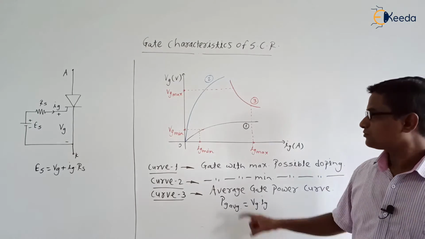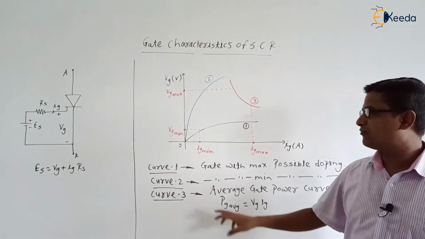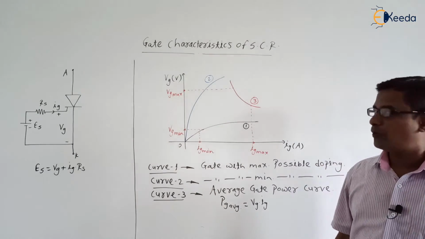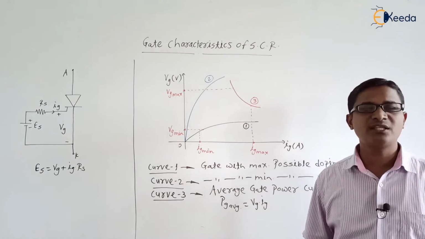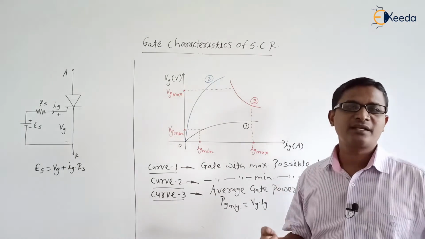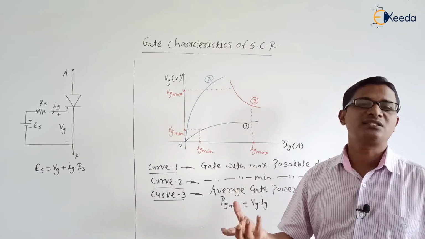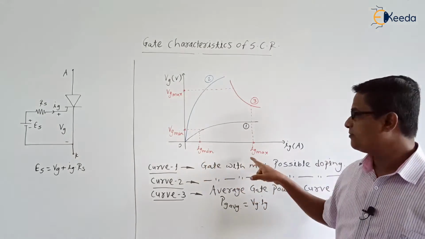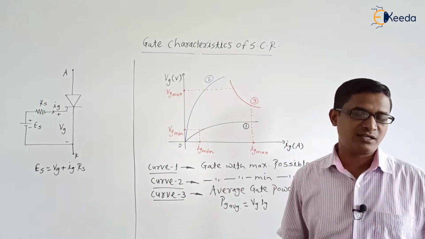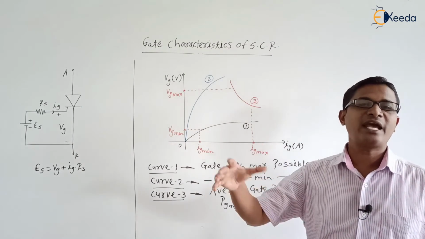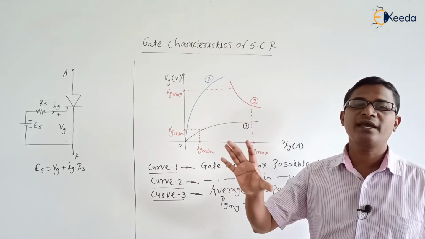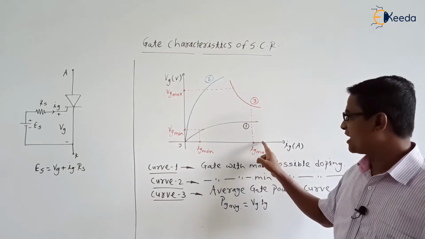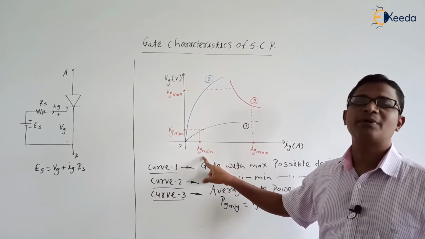Okay, next, apart from these three curves, we are having four more constants: Ig min, Ig max, Vg min, and Vg max. What does Ig min indicate? Ig min is nothing but the minimum gate current required to turn on the SCR. Ig max is the maximum possible gate current that can be allowed to circulate in the gate cathode circuitry without any damage to the gate cathode circuitry. So this is the maximum allowable gate current, and this is the minimum required gate current.